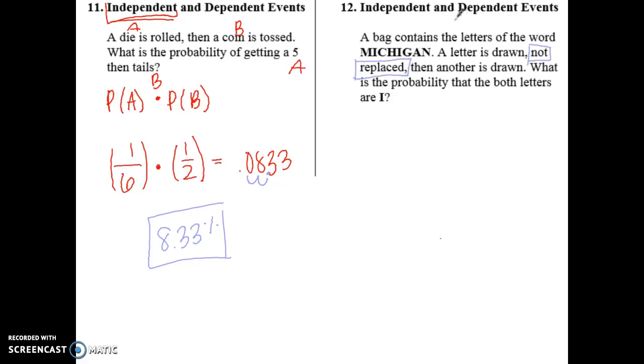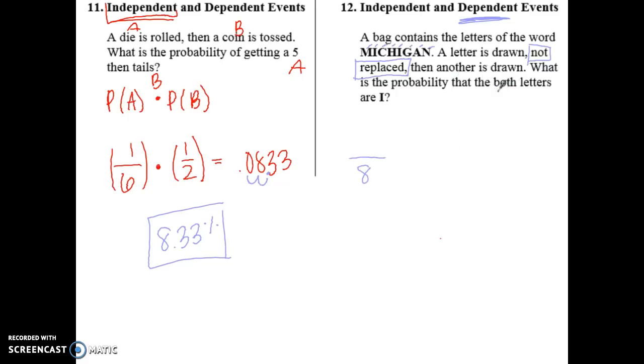Anytime it says not replacing, that is a dependent event. Anytime you don't put something back, anytime you eat something, that is dependent. It does have an effect on the next outcome. So for here, I'm going to count my letters. 1, 2, 3, 4, 5, 6, 7, 8. So there's 8 in total.